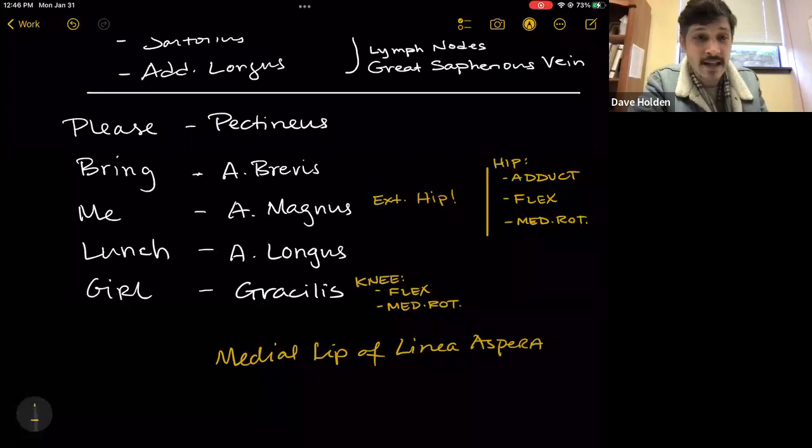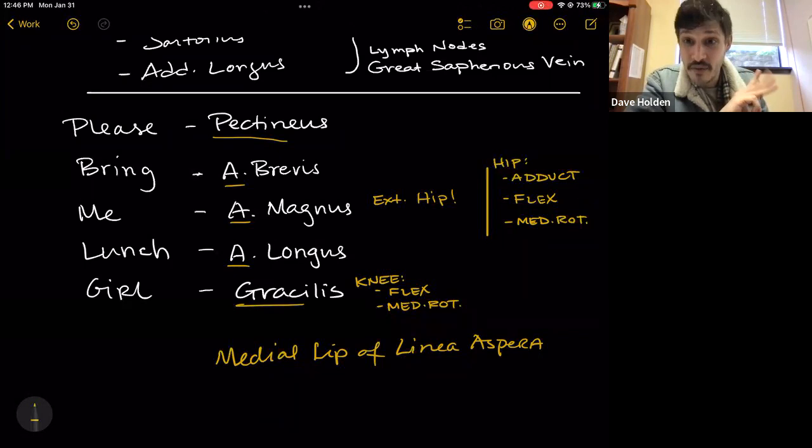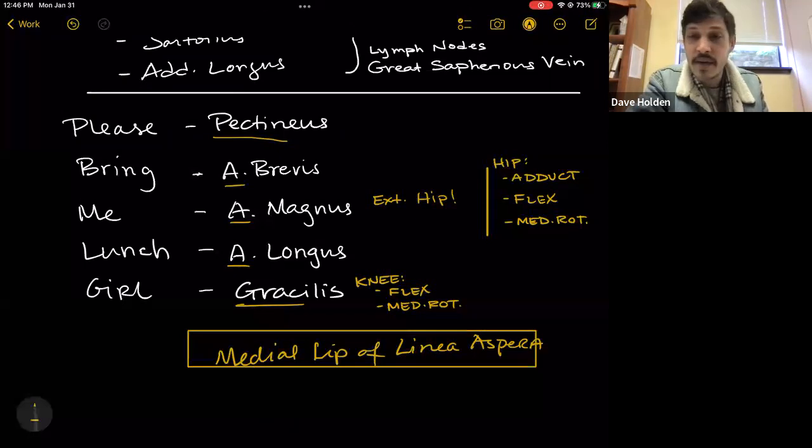Medial lip of the linea aspera. Your muscles that say adductor in them will all insert along there. Pectineus gets its own insertion at the pectineal line. Gracilis, we know pes anserinus, it's one of the three at the goose foot, so that one gets a new one. Pectineus gets its own, but all the muscles that have adductor in their name will all insert at the medial lip of the linea aspera.